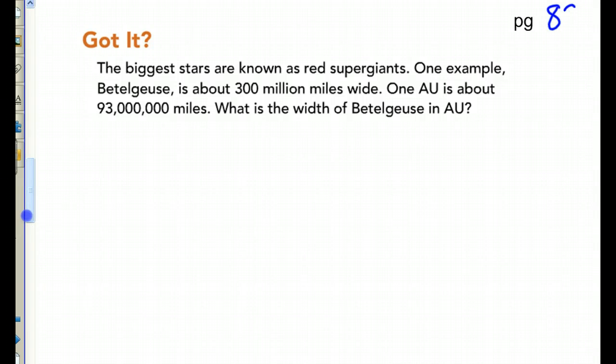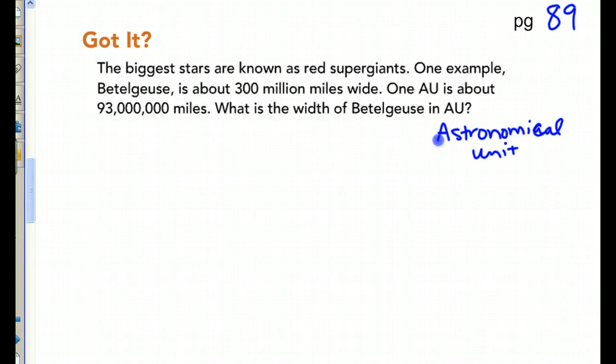All right, now back to our Got It. We're back on page 89. The biggest stars are known as red supergiants. One example, Betelgeuse, is about 300 million miles wide. 1 AU is about 93 million miles. What is the width of Betelgeuse in AU? AU just means astronomical units. This is a unit that astronomers use basically to measure the width of stars.